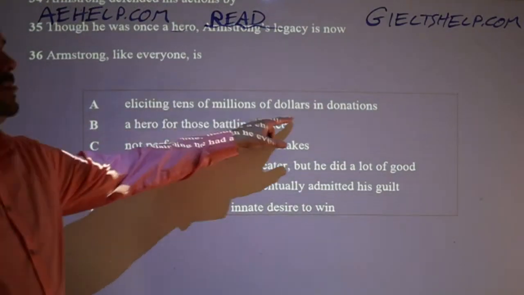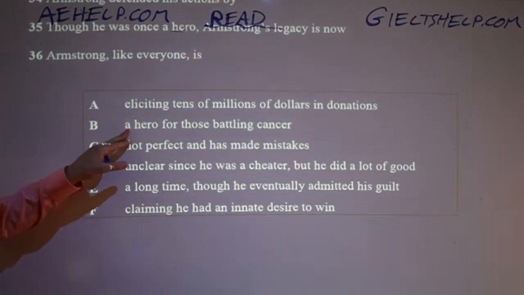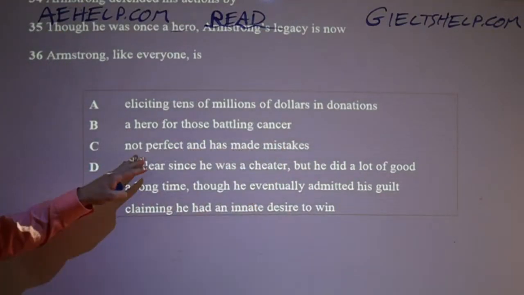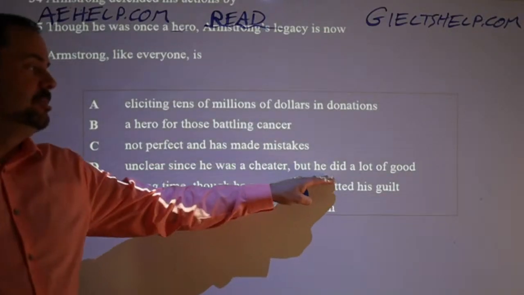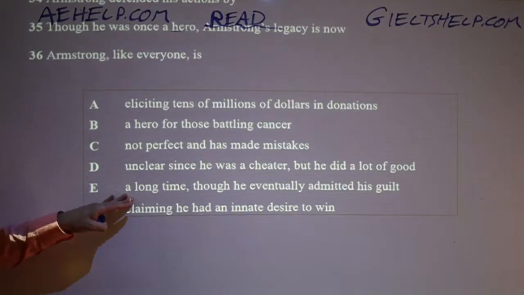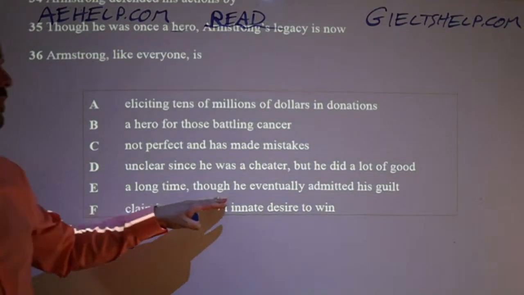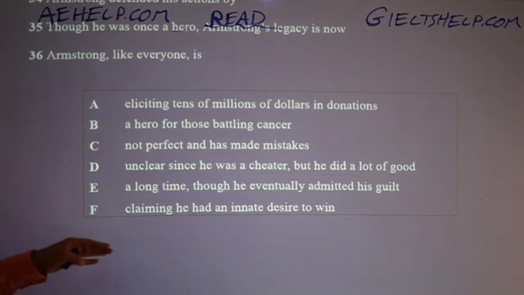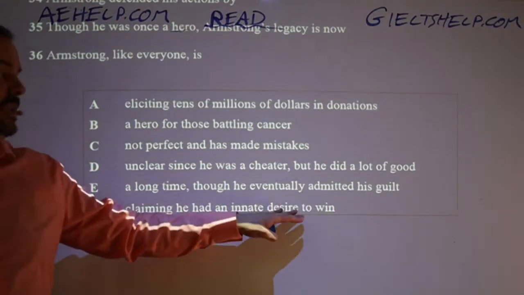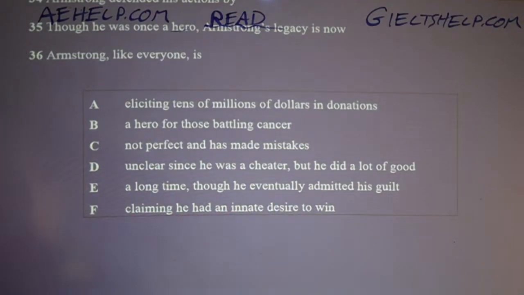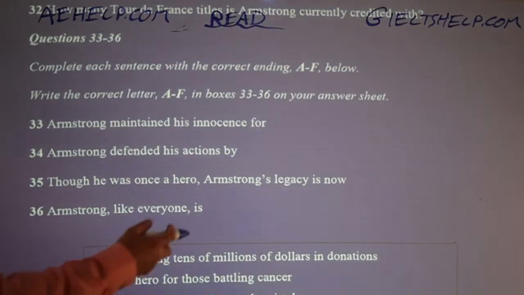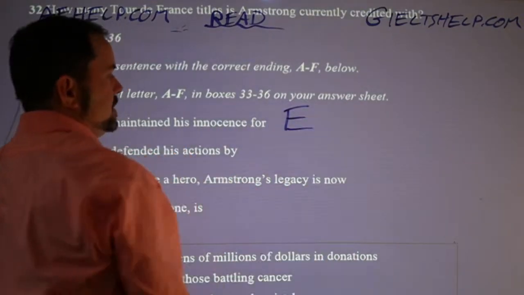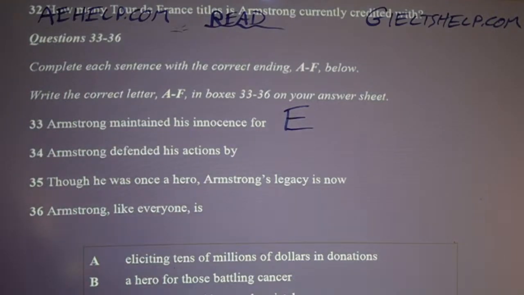Eliciting tens of millions of dollars? No. A hero for those battling cancer? No. Not perfect, made mistakes? No. Unclear, since he was not a cheater, but he did a lot of good. That's weird. A long time, though he eventually admitted his guilt. Claiming he had an innate desire to win. So the best answer here is E, right? Okay. The best answer is E. So I maintained my innocence for a long time, but then eventually I said, yeah, I'm guilty. Okay.